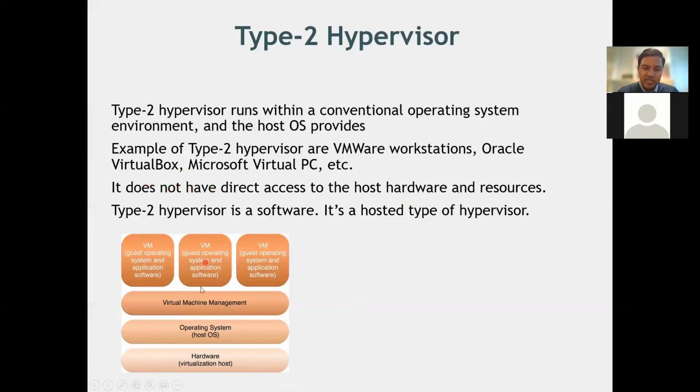If the VMs are created here, it is not directly interacting. The virtual machine management software, like Virtual PC, VMware Workstation or Oracle VirtualBox, has to send the request to the operating system below, which is the host operating system, and that is going to send the request to the hardware below, and then that service, or whatever resource it wants, will be provided. And so type 2 hypervisor is a software, it is not firmware, and it is a hosted type of hypervisor. Type 2 hypervisor is also known as a hosted hypervisor or hosted virtualization environment.